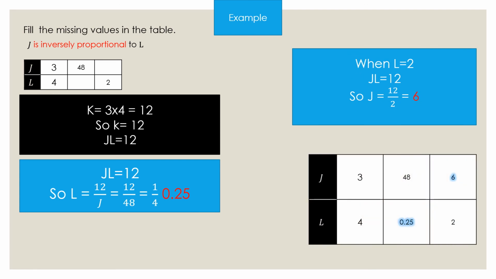That's our final table. How to check my answer? You have to multiply in each column. You have to multiply J by L, and you have to get 12. 3 times 4, 12. 48 times 0.25, 12. 6 times 2 is 12, so I'm right.